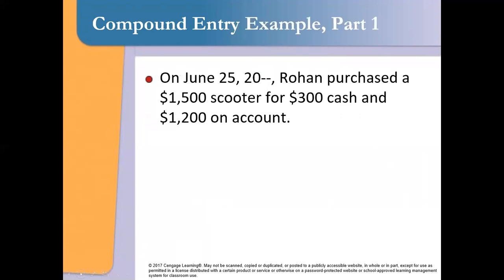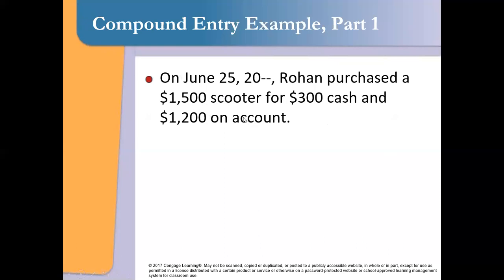So let's take a look. Here's an example of a compound entry on June 25th, 2018. Rohan purchased a $1,500 scooter for $300 cash and $1,200 on account. Now, Raquel, can you see that there are more than 2 accounts that were affected here? Yes, there are more than 2 accounts. A scooter, cash, and, of course, accounts. So there are 3 accounts affected in this transaction, but it's all one transaction, right? Correct.